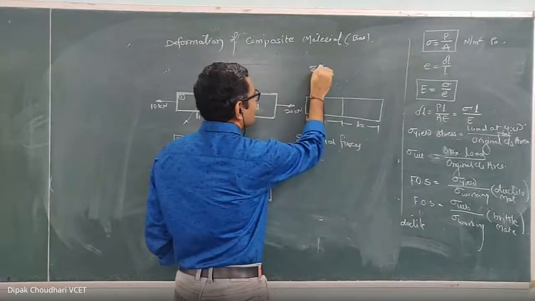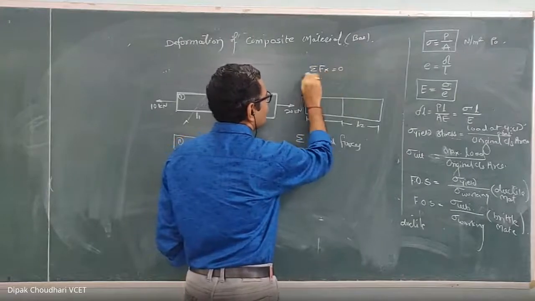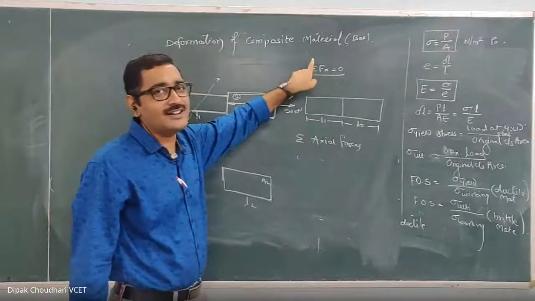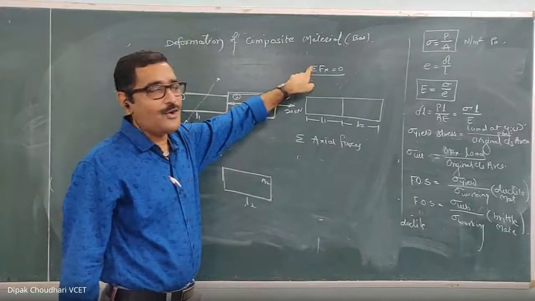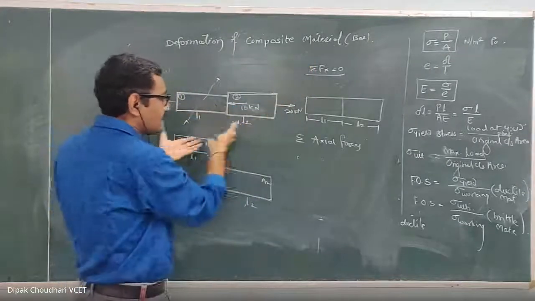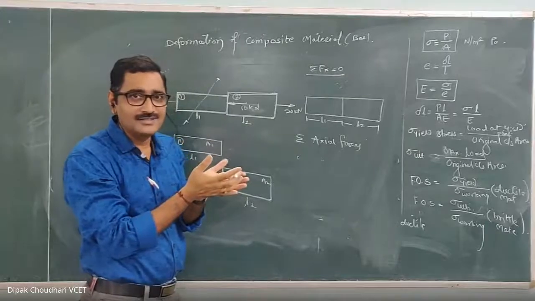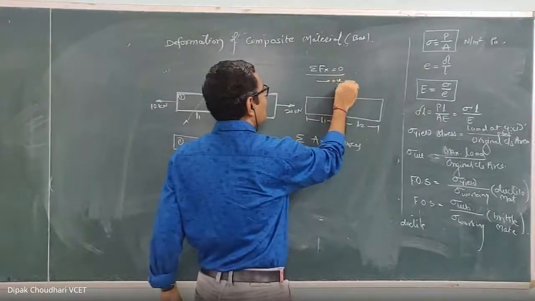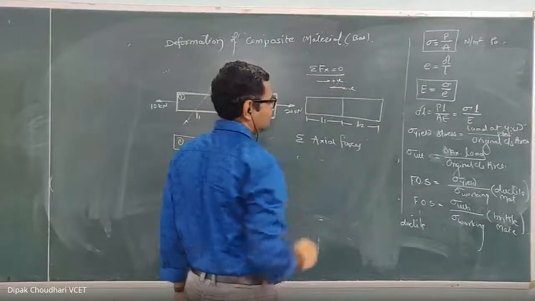इसके पहले मैंने यूज किया summation of Fx equal to 0. When I use summation of Fx equal to 0, this is the condition of equilibrium for which I use the forces acting on the entire part. And I use the normal sign convention, the force acting towards right positive, force acting towards left negative.